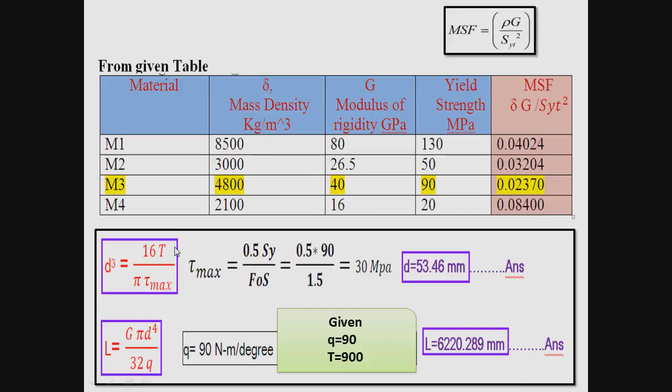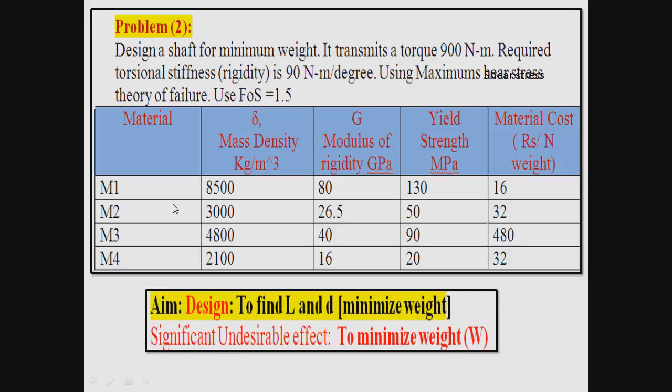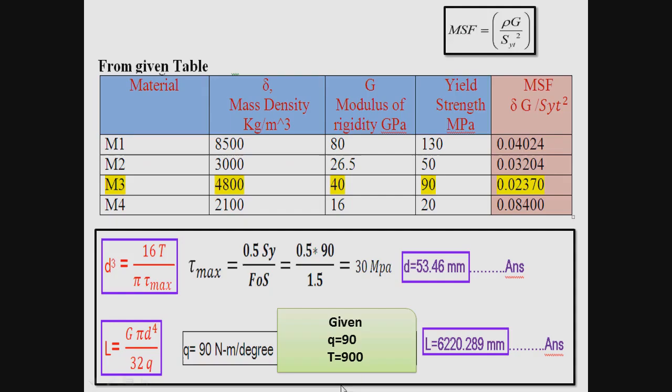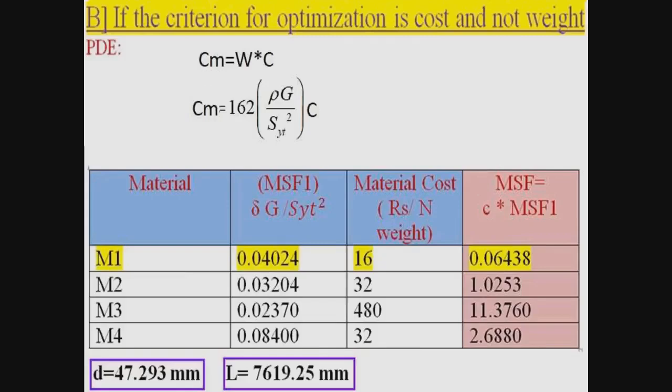For M1, the first material, the cost of the shaft will be minimum. So selecting the first material and making the design calculations, your cost will be minimum. In this case, we are going to get the diameter as 47.293 mm and length as 7619.25 mm.